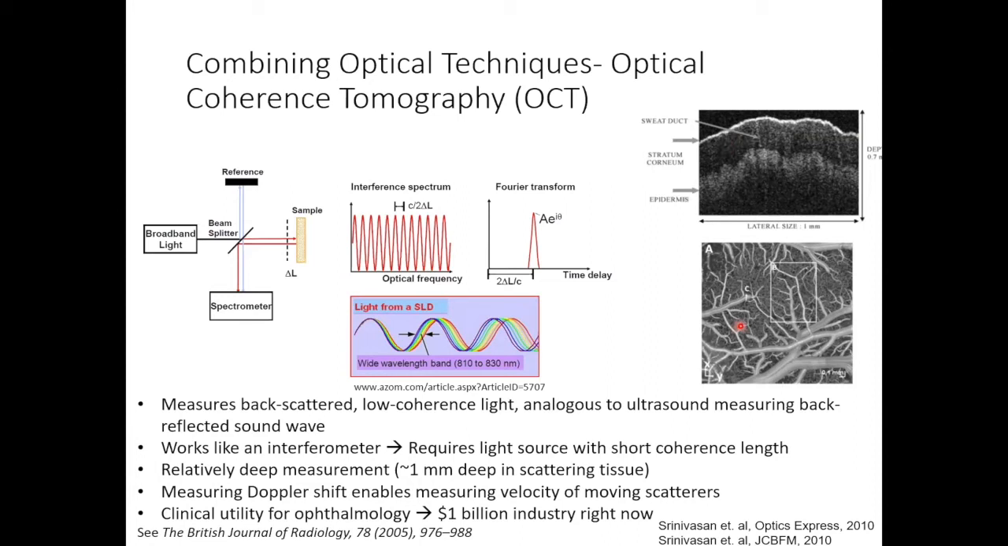But one other feature that people exploit with this coherence phenomenon is the fact that moving scatterers will also induce a Doppler shift in the signal that you detect back.